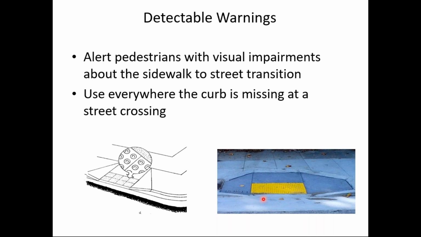And the way they check out their surroundings, if there's no signal there, would be to listen for traffic flow to see whether the street they're about to cross has that flow stopped or is it moving. And the rule of thumb for detectable warnings is use them everywhere the curb is missing at a street crossing. So notice this is a street crossing, and where the curb is missing here, we have a detectable warning surface.